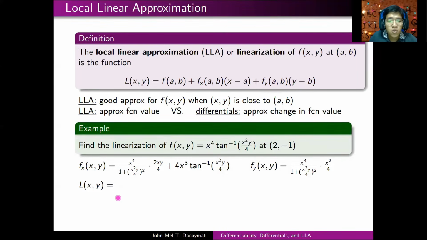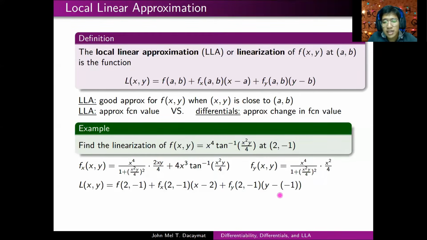Okay? Therefore, may L of xy. Function value at (a, b), tapos f sub x at (2, negative 1), ang a at b ko ay 2 and negative 1 respectively. Tapos x minus a, x minus 2, plus f sub y at (2, negative 1) times y minus b, which is y plus 1. Okay?